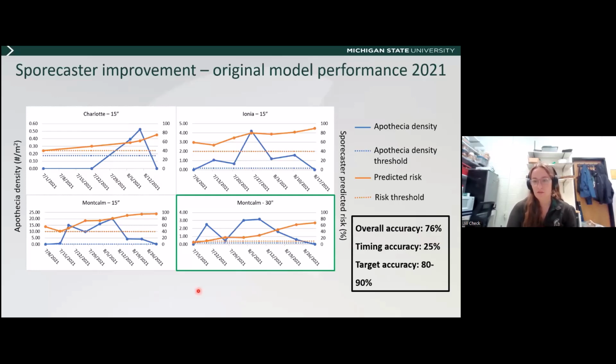But where the model really struggled is in what we call timing accuracy, and that is whether or not the model first achieved that high risk threshold the very same time in which apothecia density was high enough to call for a fungicide spray. And that only occurred at our one location in Montcalm in our 30-inch row spacings. So that's the current state of Sporecaster. I have been doing a lot of data collection across the state, looking at when apothecia are developing and where, and hope to have some model improvements to share with you all soon.